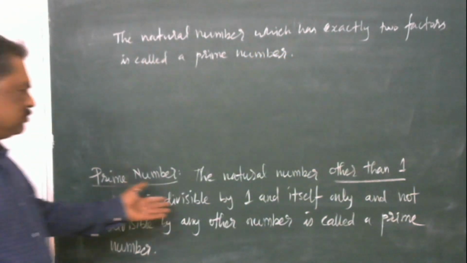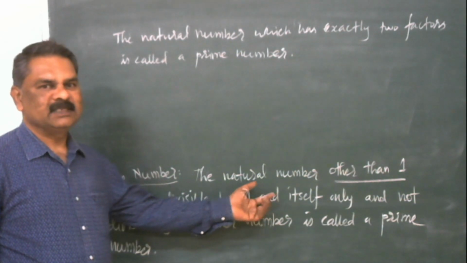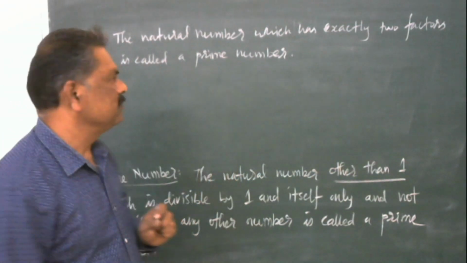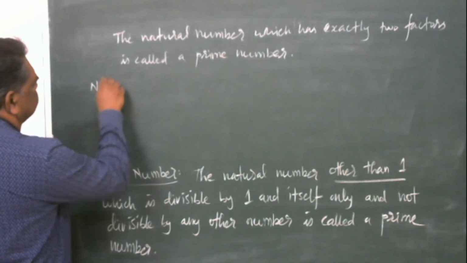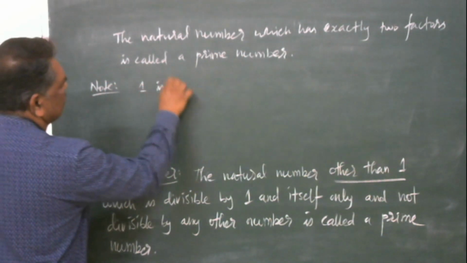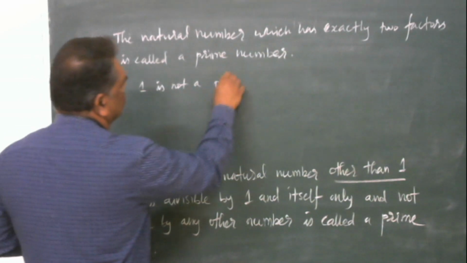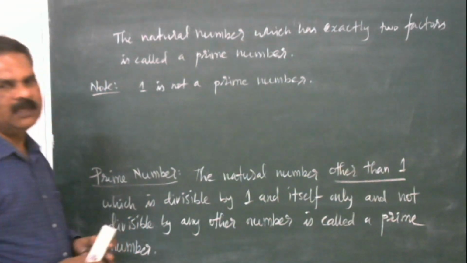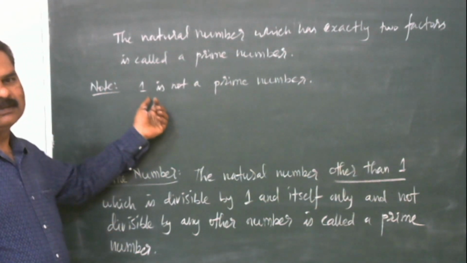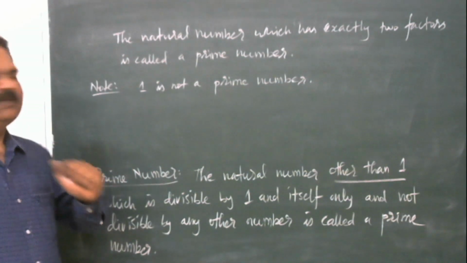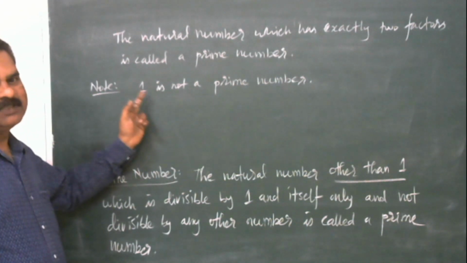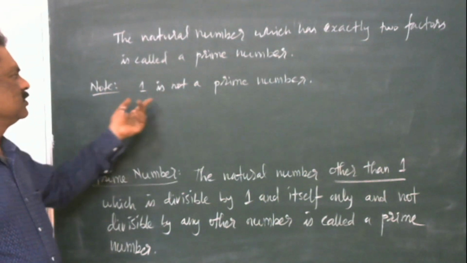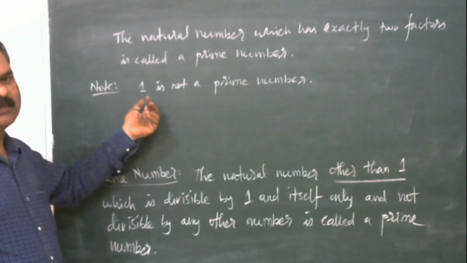So one way to understand a prime number is that its factors are 1 and the number itself, both distinct, and we are not considering the number 1 as a prime number. So note, number 1 is not a prime number. The reason may be that the number 1 doesn't have two distinct factors. The number 1 is divisible by 1 and itself, but doesn't have two distinct factors. So the number 1 is not considered a prime number.